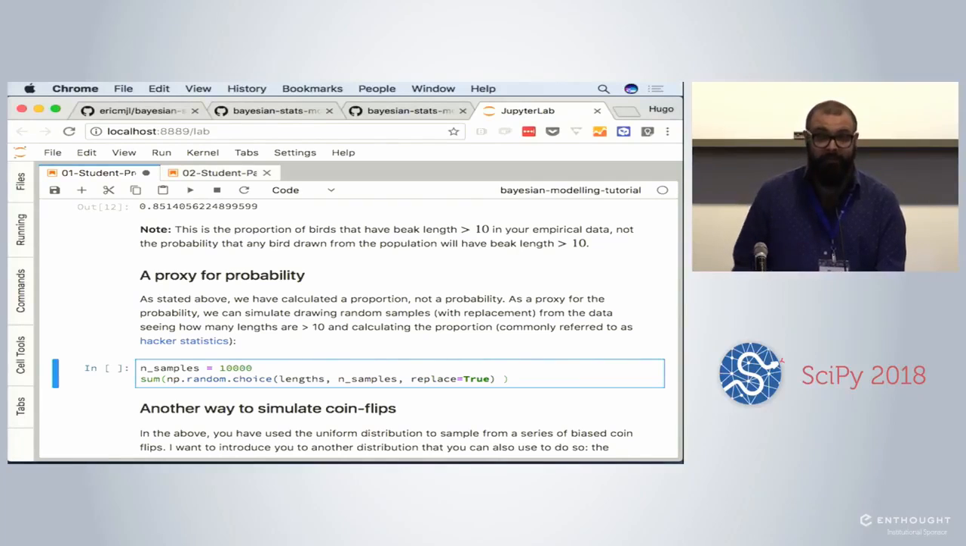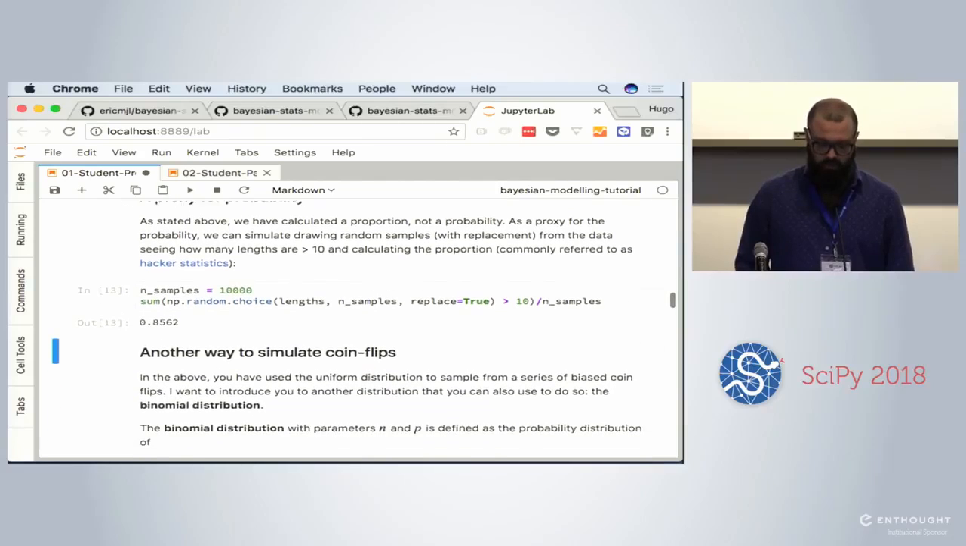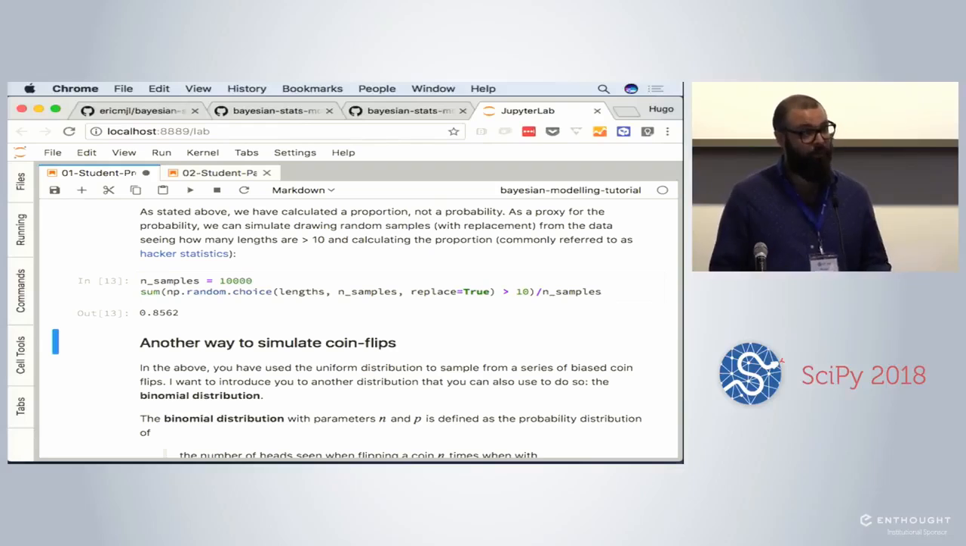Now, we want to know how many of these are going to be greater than 10. So once again, we do this. In here, we get our Boolean array, and then we divide by the total number of samples. And we saw it's relatively close to what we had earlier. Okay, so that's 85.6%. Cool. So we've simulated coin flips by drawing from a uniform distribution where the probability of getting anything between 0 and 1 is the same.